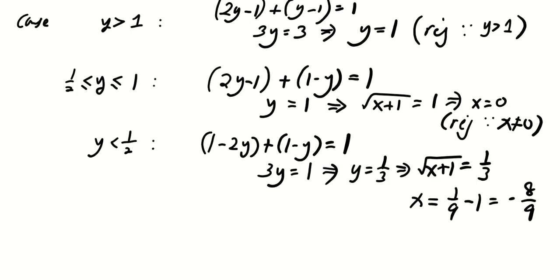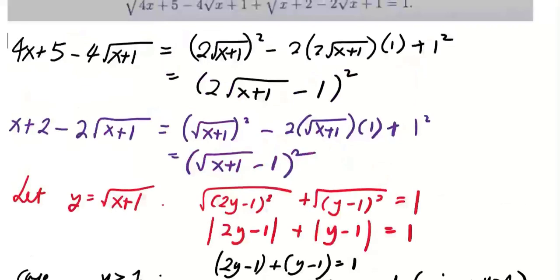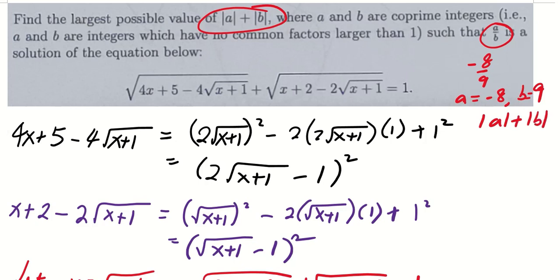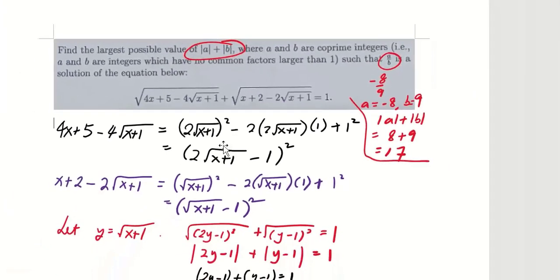So looking back at this original question, we want to find the value of modulus of a plus modulus of b. And this a over b actually equals negative 8/9. So a in this case equals negative 8 and b equals 9. And therefore, modulus a plus modulus b equals 8 plus 9. That is equal to 17. Therefore, the answer for this question is equal to 17.